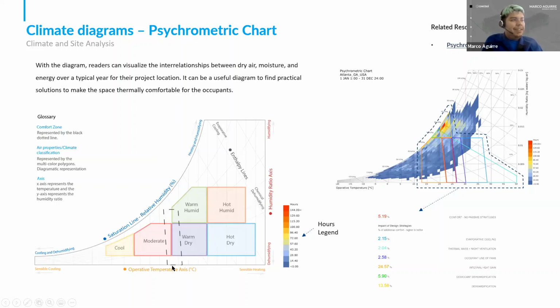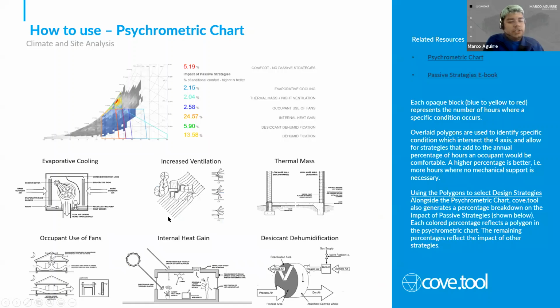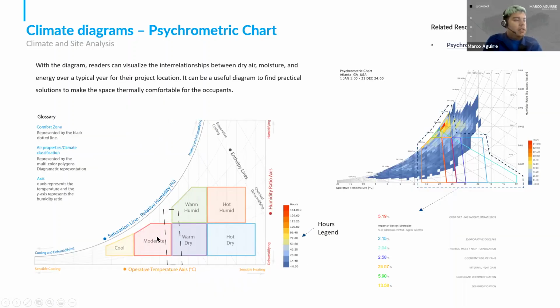And then finally, one more layer to the psychrometric chart is the comfort zone. So the comfort zone is that last polygon that shows you if your climate conditions intersect in this range, that's what is going to be the most ideal for your occupants. So no additional systems or strategies needed in that area.